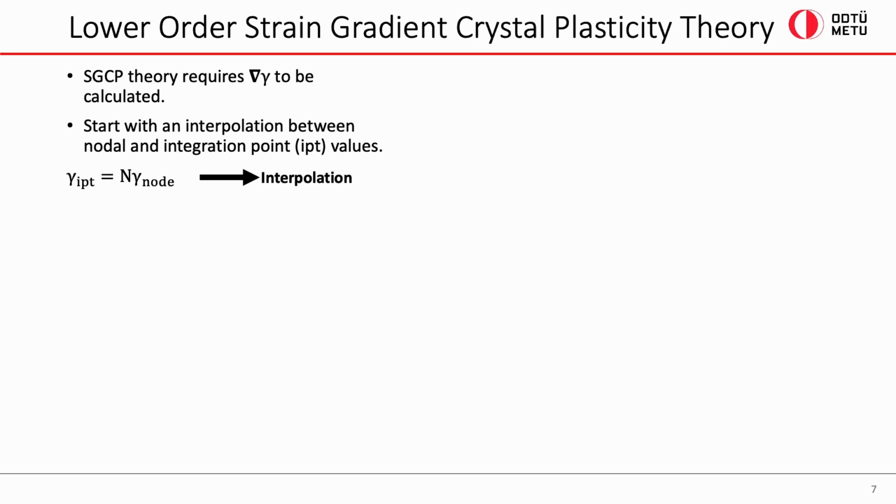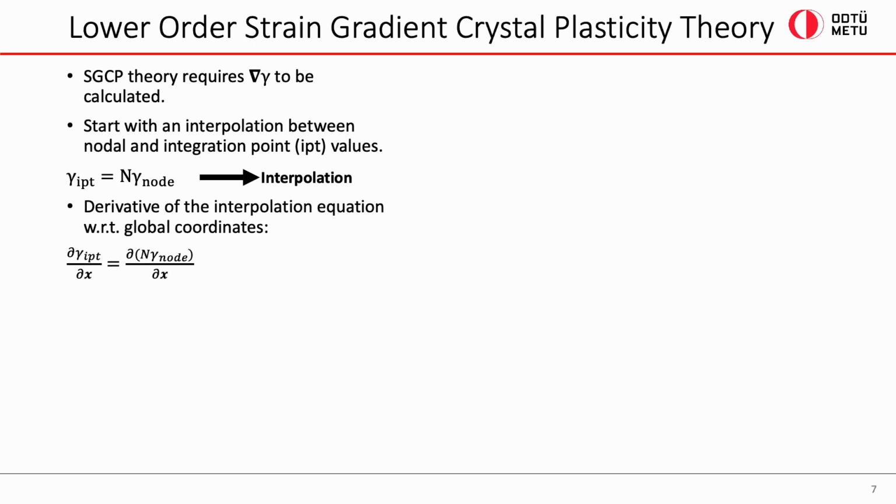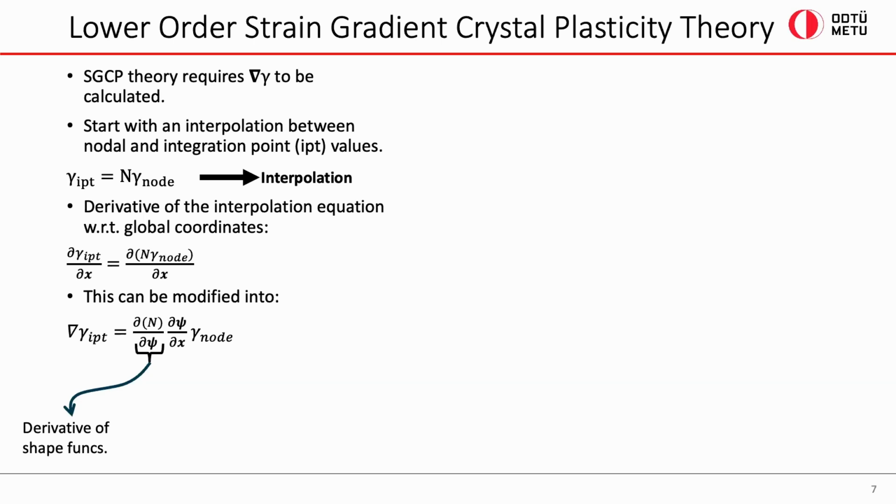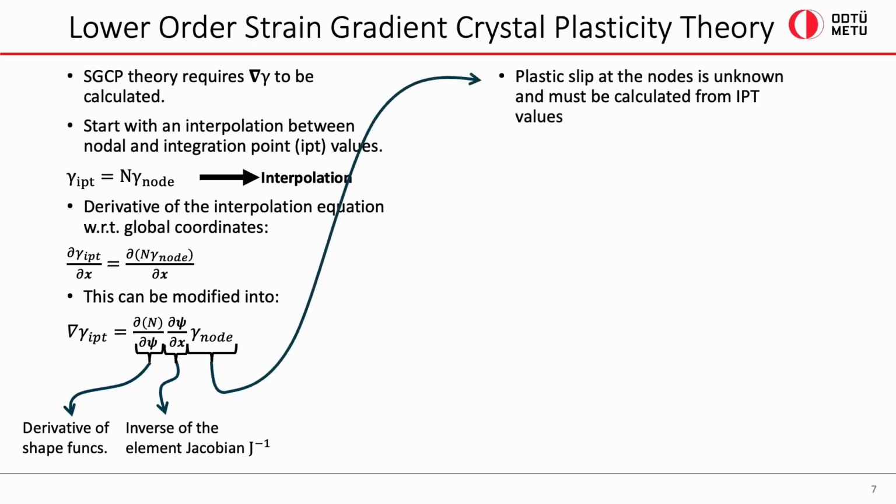So we have an interpolation equation, and if we take the derivative of this equation with respect to global coordinates, we get the following derivation, which can be further modified into this equation, which gives us the plastic slip gradient at the integration points based on 3 parameters. The first of these parameters is the derivative of shape functions, and we know this from any finite element book. Additionally, we need the inverse of the element Jacobian. This needs to be calculated at each integration point during the simulation, and this is once again just calculated inside the code we've developed. And finally, what we need is plastic slip values at the nodes.